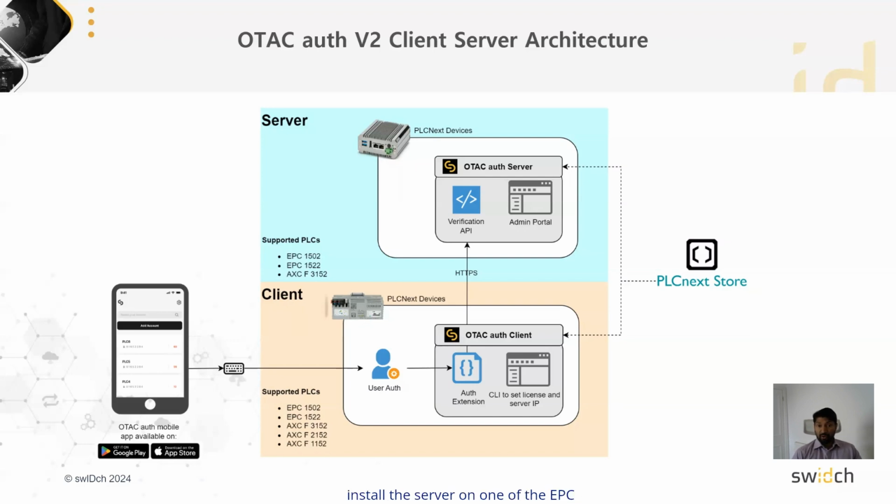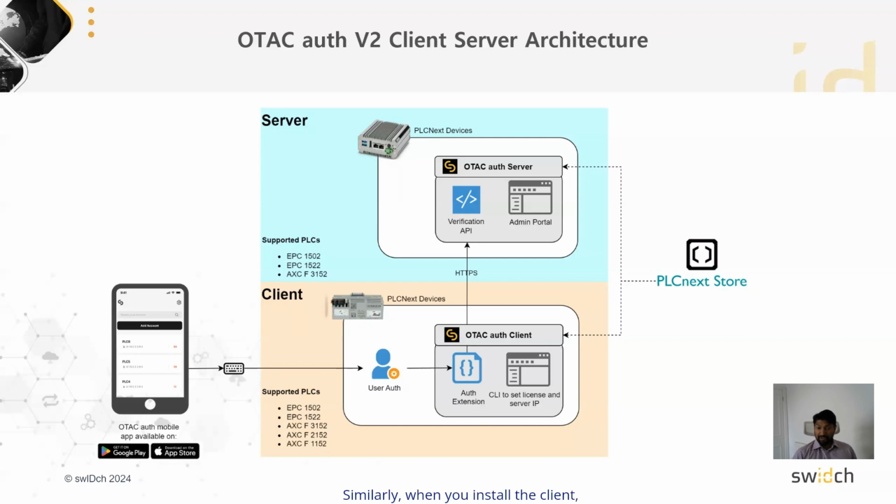When you install the server on one of the EPC devices, it installs two main components, which are the admin portal and the verification API service. The admin portal is a web application that allows you to configure and manage the solution, but also to do role management and user management. The verification API is responsible for verifying the OTAC tokens that are received by the client.